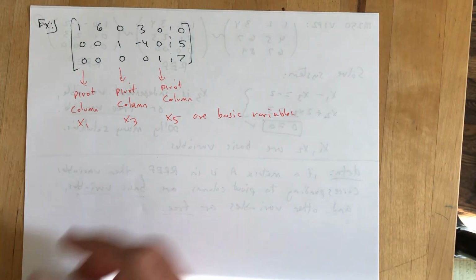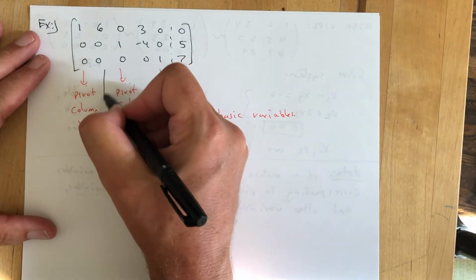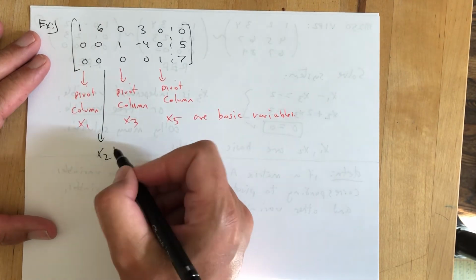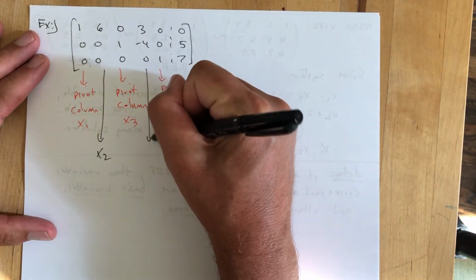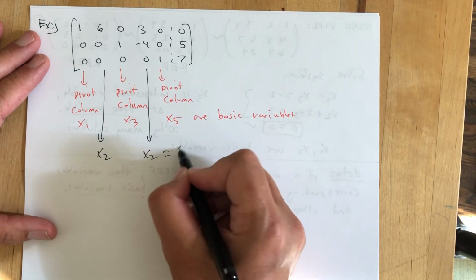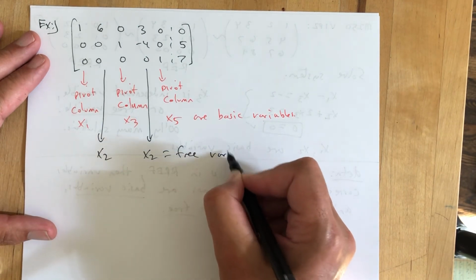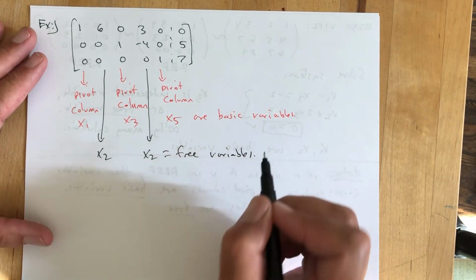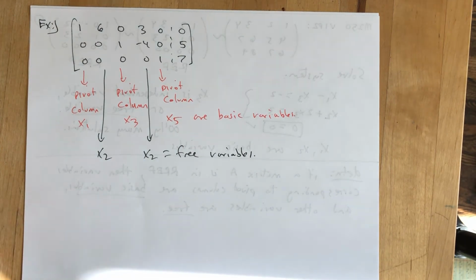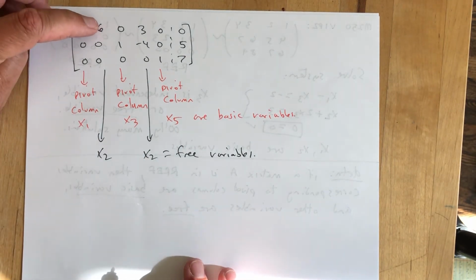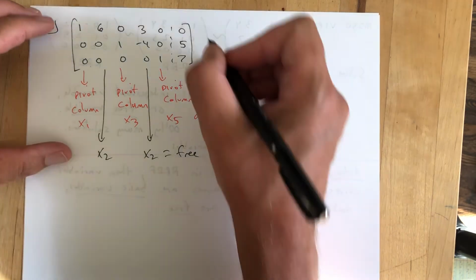Therefore, x2 and x4 are free variables, because they correspond to the columns that are not pivot columns in this row reduced echelon form.